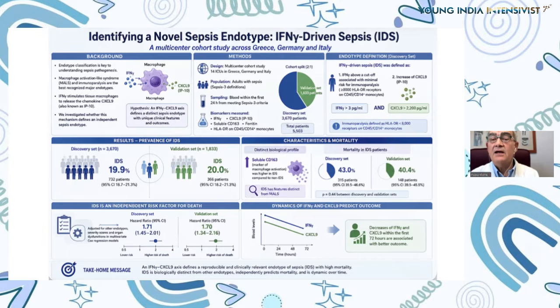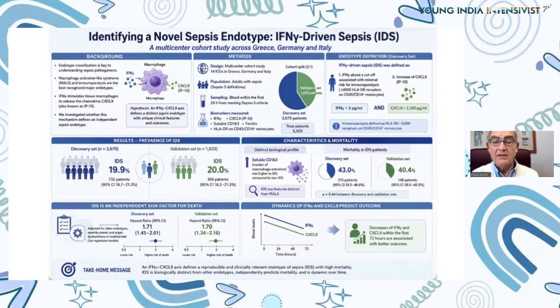That means having a higher interferon gamma level above 3 picograms per ml, and CXCL9 above 2,004 and 200 picograms per ml. The result of this identification of interferon gamma-driven sepsis is that the IDS syndrome in the discovery set was occurring in 90.9%, represented by more than 700 patients, and in the validation set the percentage was substantially the same, with 20%.